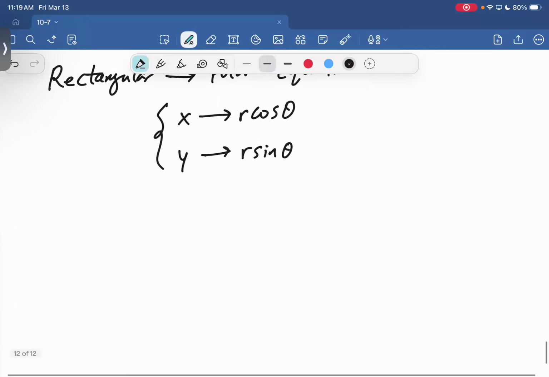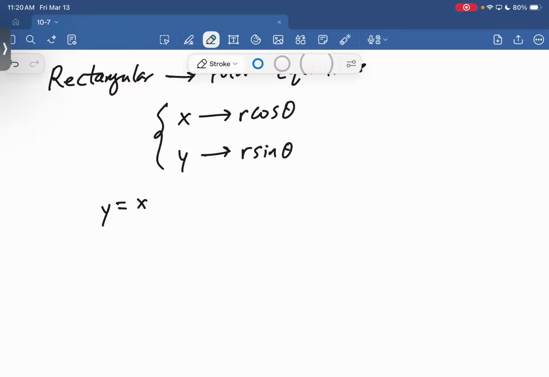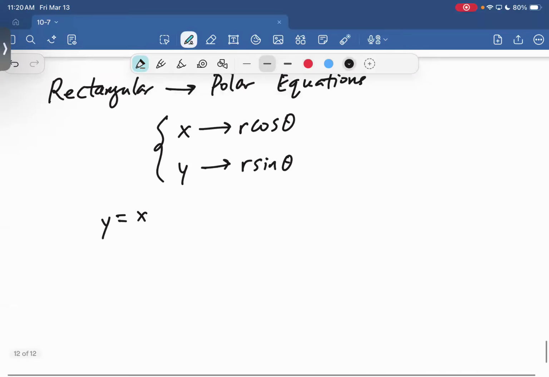So I could do an example. Let's say we had a straight line, okay? y equals x. So we all know what this looks like. This is a straight line that goes through the origin, slope 1. So how do we convert this to a polar equation? Well, we just make the substitution y equals r sine theta. So it's r sine theta equals x, which is r cosine theta.